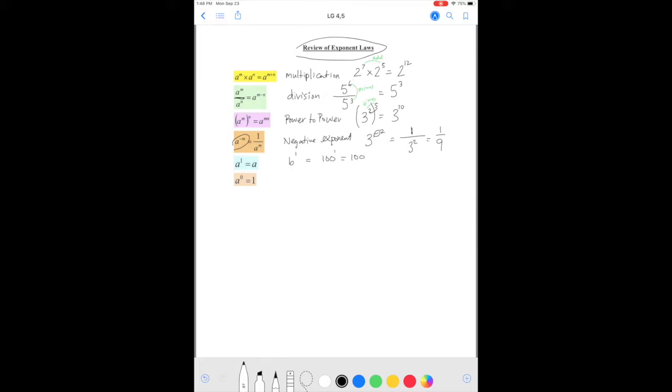All right, and the last one, anything to the power of 0. So if I had 7 to the power of 0, it's 1. If I had 3, z to the 7, a to the 4, b to the negative 3, all to the exponent of 0, it's 1.